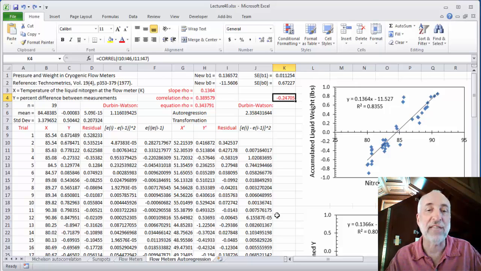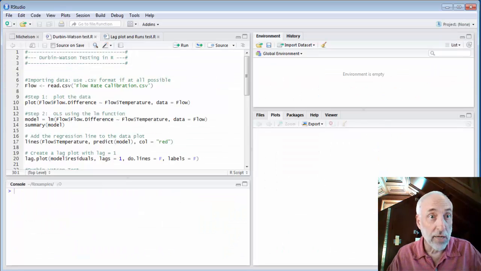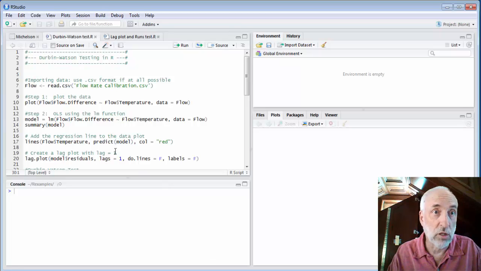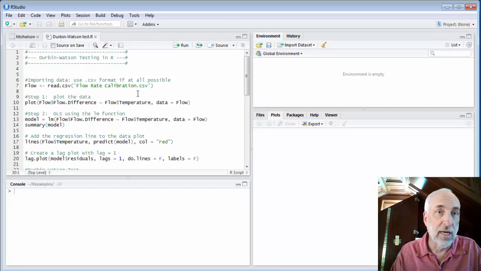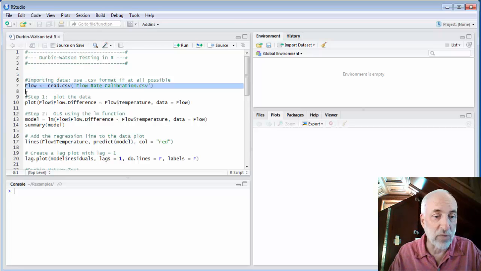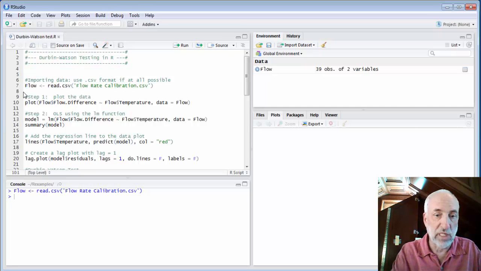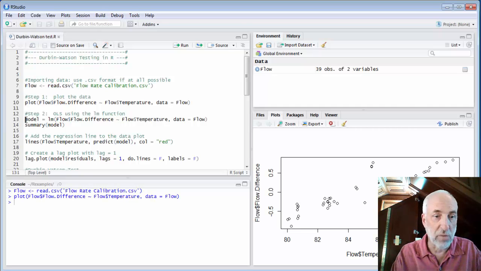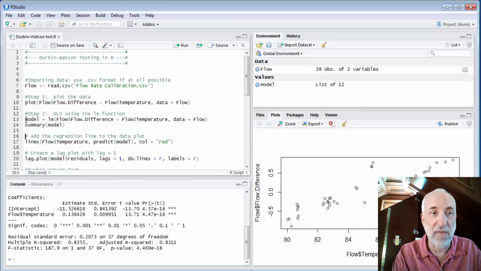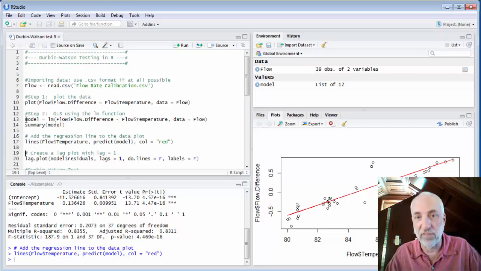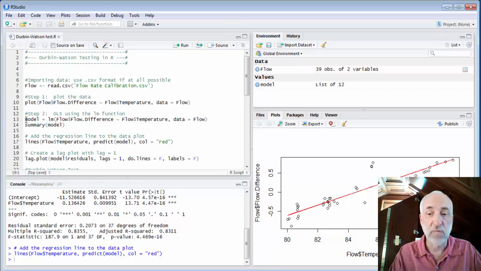We can accomplish the same things in R. In fact, it's quite a bit easier. Let's go to R. Here's a script called Durbin Watson test.r, and I will read in the data for the flow rate calibration, just like we had before, and we can plot that up, create a model, summary of that model, and put a best fit line. So this is just our generic modeling of a set of data.